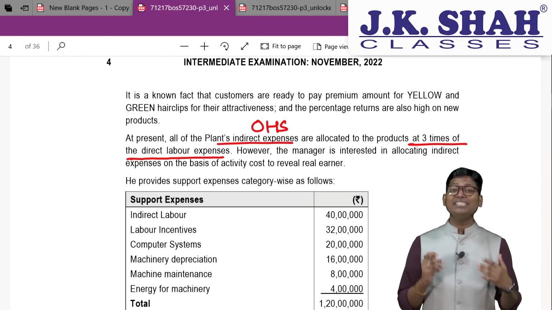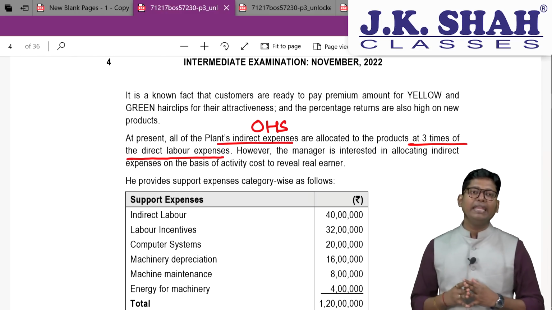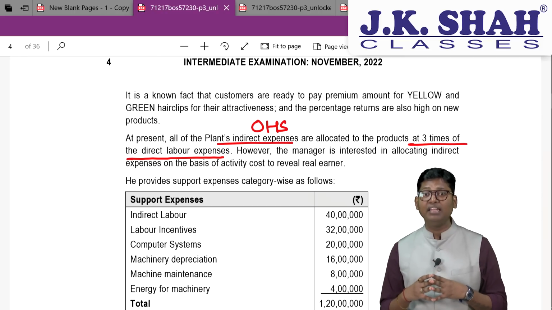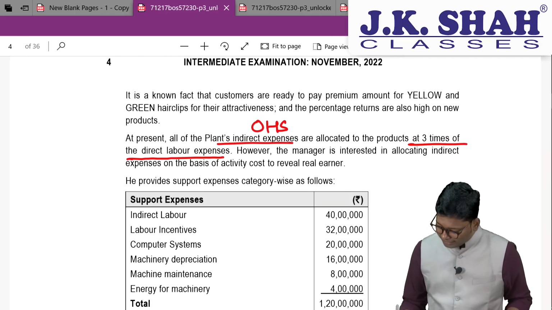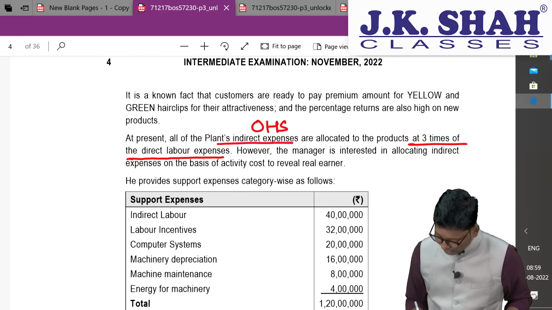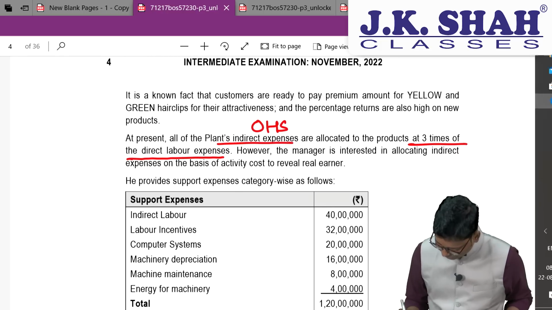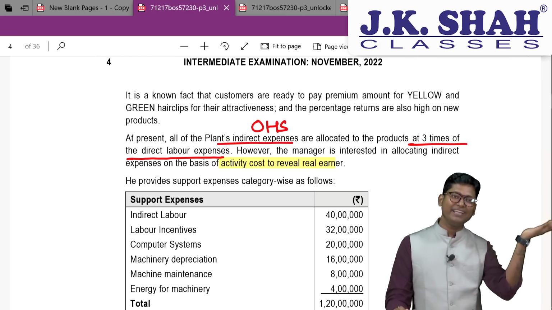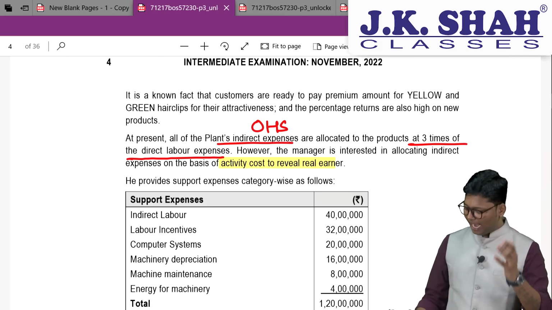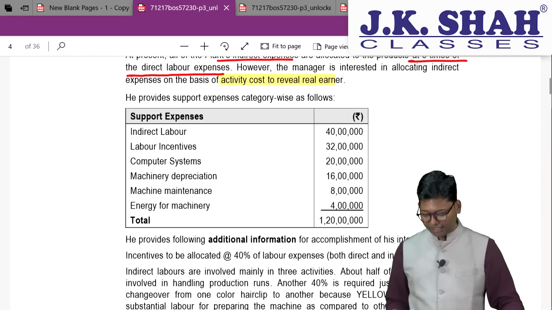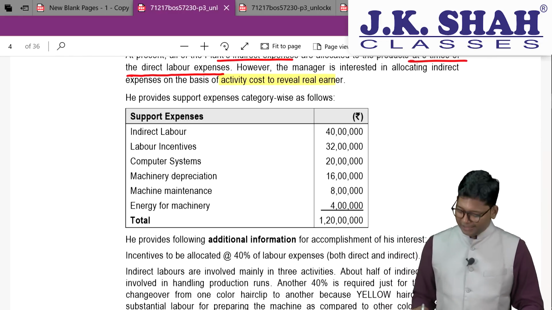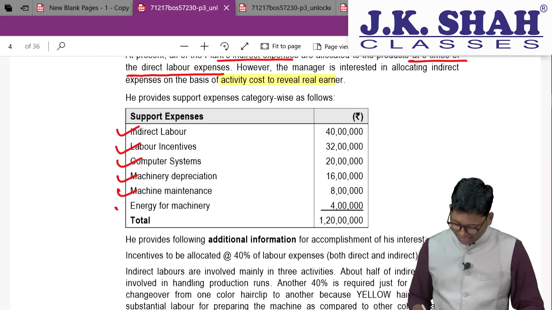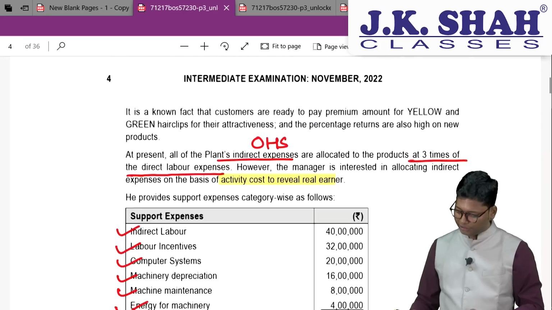However, the manager is interested in allocating indirect expenses on the basis of activity cost to reveal the real earner, and this is something very, very important. Now this company is planning to shift to ABC. ABC is activity based costing, rather than the traditional costing of absorption, and that's why they have given you the classification of expenses. They have bifurcated all the expenses into 1, 2, 3, 4, 5, 6 parts. Total 6 bifurcations are there.